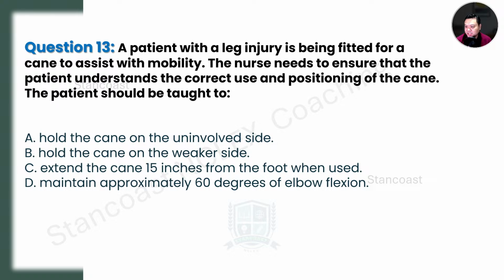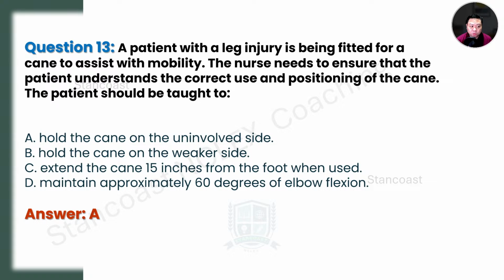Let's have number 13. A patient with a leg injury is being fitted for a cane to assist with mobility. The nurse needs to ensure that the patient understands the correct use and positioning of the cane. The patient should be taught to A, hold the cane on the uninvolved side, B, hold the cane on the weaker side, C, extend the cane 15 inches from the foot when used, and D, maintain approximately 60 degrees of elbow flexion. Your answer here should be letter A.